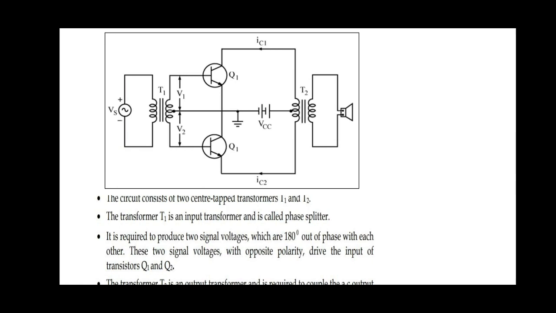The input transformer has a center tap winding. It provides equal and opposite voltage to the bases of the transistors. The primary of the output transformer is also center tapped. The collector terminals of the two transistors are connected to the supply VCC through the primary of the output transformer. The load resistor, usually a loudspeaker, is connected across the secondary of the output transformer.